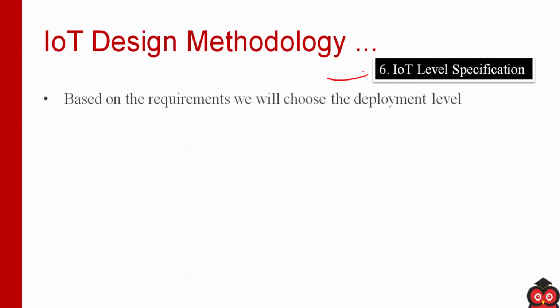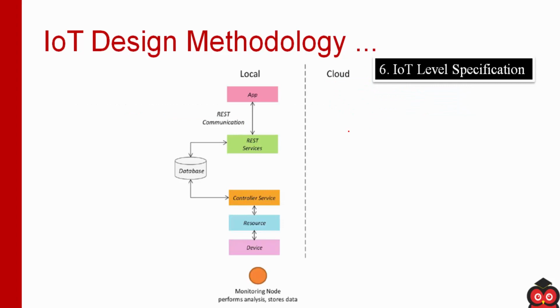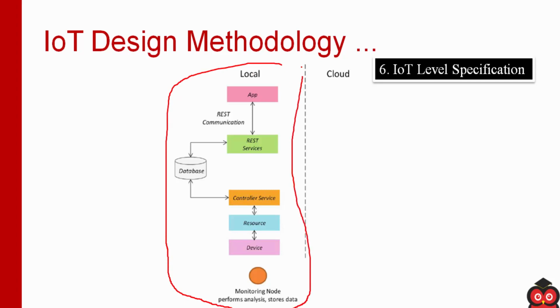And moving on to the next step, which is IoT level specification. In the first step we have seen the requirements, right? So based on those requirements we will choose the IoT deployment level. This is the IoT deployment level we are choosing. So everything is on the local side, right? There is nothing on the cloud side.